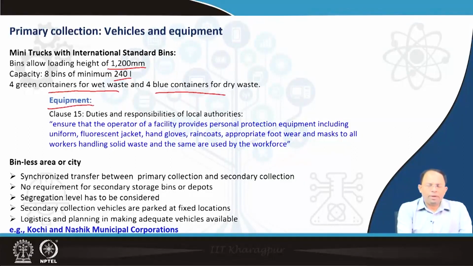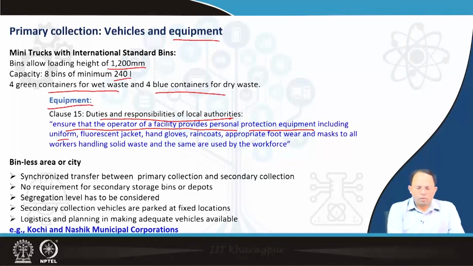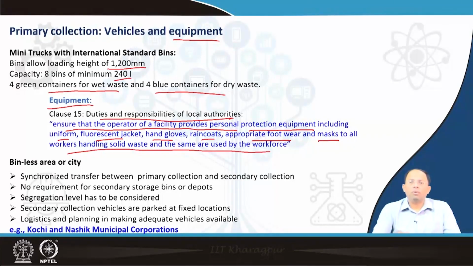Now coming to equipment for primary collection, not only vehicles, we also have to think about equipment. As per clause 15 of the MSW rules, on duties and responsibilities of local authorities, it says to ensure that the operator of a facility provides personal protection equipment including uniform, fluorescent jacket, hand gloves, raincoats, appropriate footwear and masks to all workers handling solid waste, and that the same are used by the workforce. So this kind of equipment has to be mandatorily provided as per MSW Rules 2016.